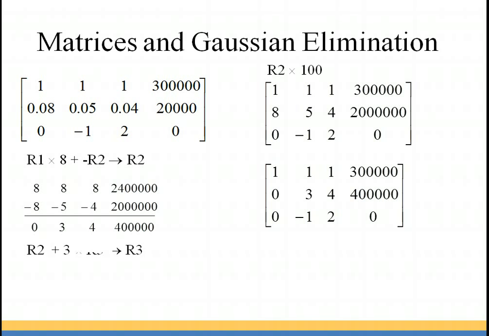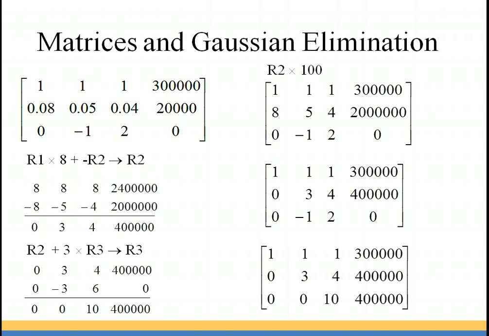Okay, so the next thing that we want to do is take row 2 and add it to 3 times row 3. This will help us eliminate another variable. So let's go ahead and do that. So we're taking row 2 as it is, and then we're taking row 3 and multiplying it by 3, which gives us 0, negative 3, 6, and 0. Then we're going to add those two together, and we get 0, 0, 10, and 400,000. And we're going to put that answer back into row 3.